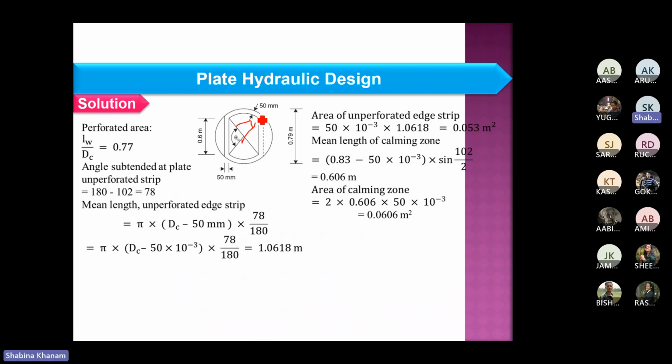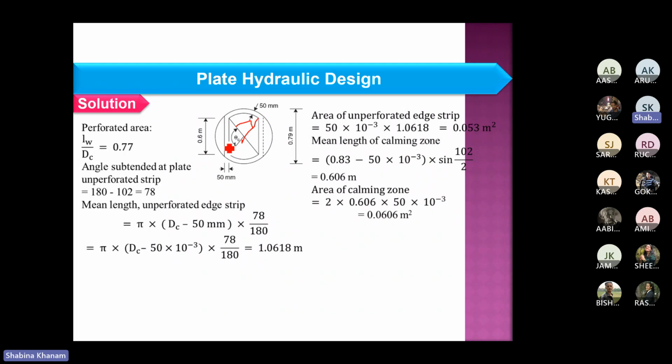You can argue that this area, whatever is given, and here also I'm having the unperforated area. Here, if you see, instead of 360, we have considered 180, so twice we have already done. So area of unperforated edge strip is computed as 0.053.